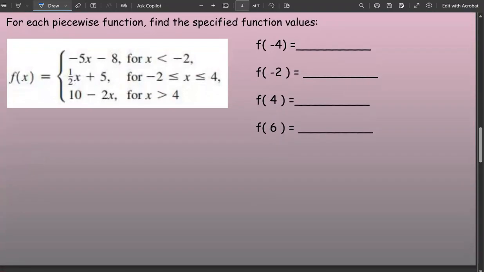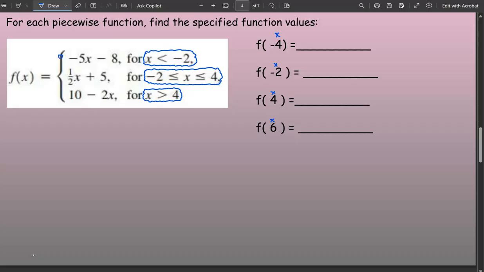Here we have 3 different pieces of a graph. And so I kind of like to come over here and say, all right, I've got x less than negative 2. Here, this means that x is in between -2 and 4. And this is saying that x is greater than 4. So remember, these are all my x values. We talked about that at the beginning of the unit. So now I just have to figure out which equation goes where.